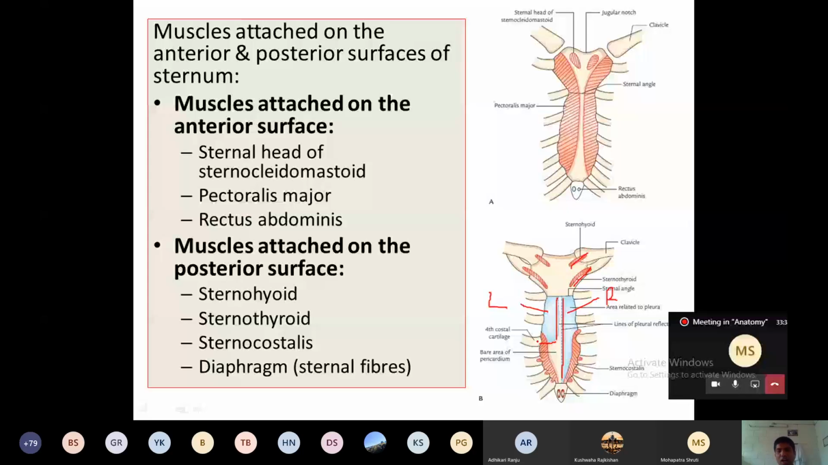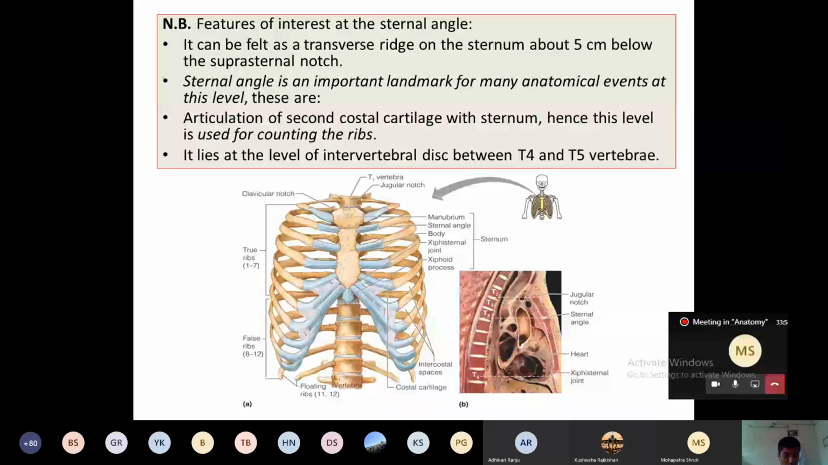And then you can see the attachment of the sternocostalis. This is the attachment of the sternocostalis. And in the xiphoid process, you can see the attachment of the diaphragm. This one is the attachment of the diaphragm. So these are the special features about the sternum. Now let us know some of the other features about the sternal angle, which is very, very important. Before also I have highlighted that the sternal angle is a very important angle in the sternum. So this one is the sternal angle.